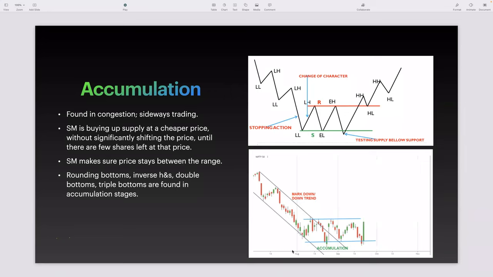And like I said, we just want to think about it in literal terms. Accumulate means to collect. So the demand is coming in gradually to overcome and absorb all of this supply and to support the stock at this level, right? They, being smart money, they're doing it there. So what they do is they buy as much of the stock as possible without really moving the price. So do you see how the price attempted to push up here and it met resistance? Came back down, met support, resistance, and it's just kind of going in here. It's literally just sideways trading.